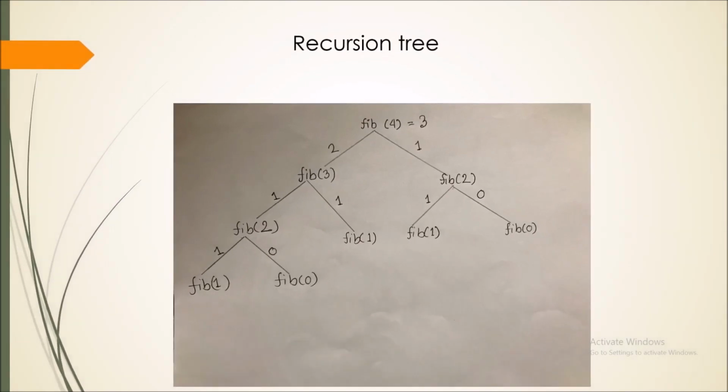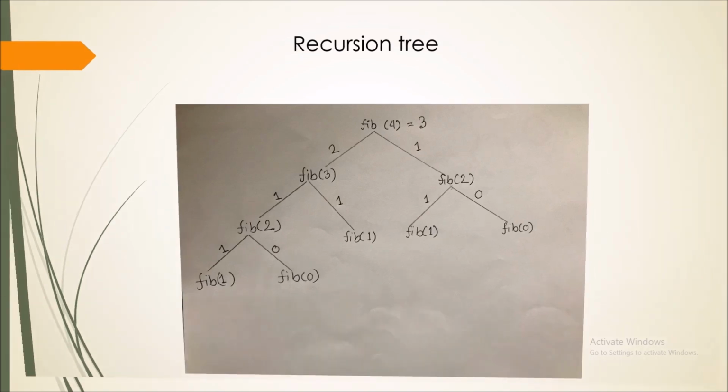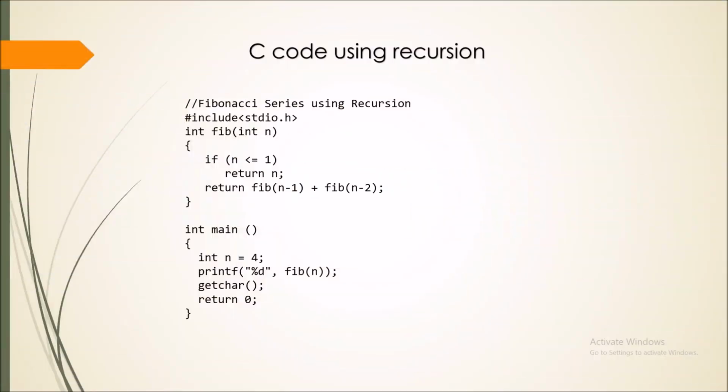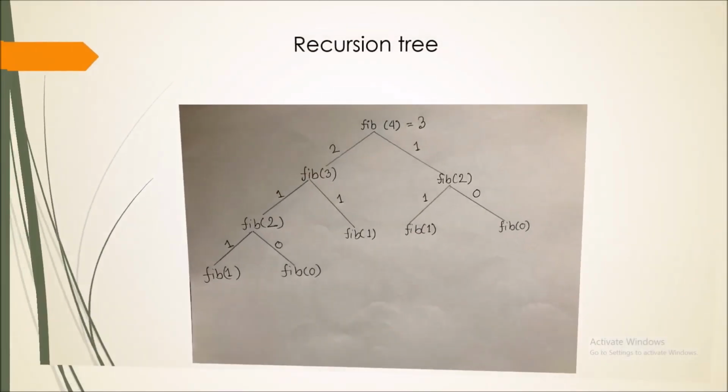As you can see here, we have the recursive tree of the FIB method that we have used before. The main thing to note here is the base case. The base case was, let's go back to the C code here, n less than or equal to 1. If so, then it will return n, or else we will recursively call FIB(n minus 1) plus FIB(n minus 2), right? So keeping this in mind, let's move on to the tree we have here.